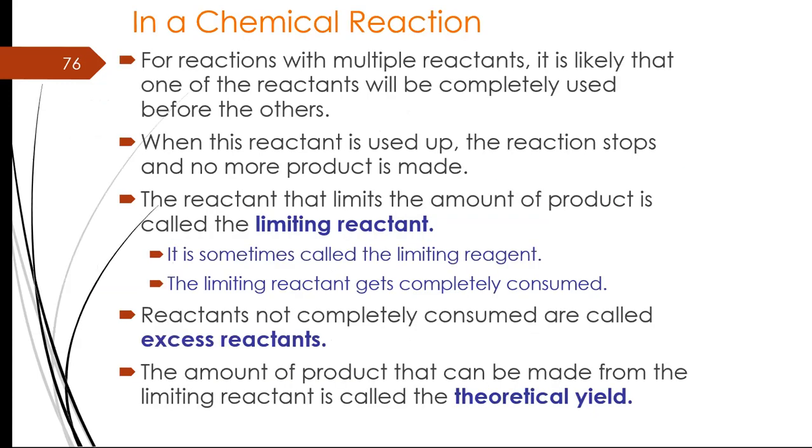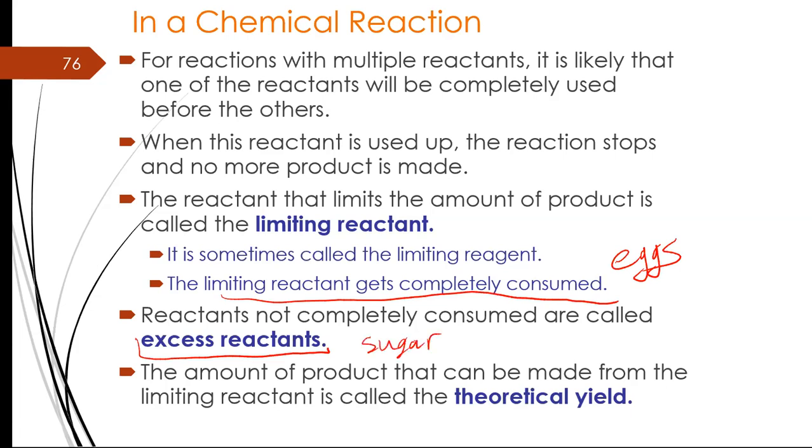So for a chemical reaction, the limiting reagent, or limiting reactant, is the reactant that we run out of first, and so it gets completely consumed. In our cookie dilemma, it was our eggs. The ones that don't get completely consumed are called our excess reactants or excess reagents. In this case, that's the sugar, because we have some left over. The amount of product you can make is called your theoretical yield, and that was our 432 cookies. That's what our theoretical yield is going to be.